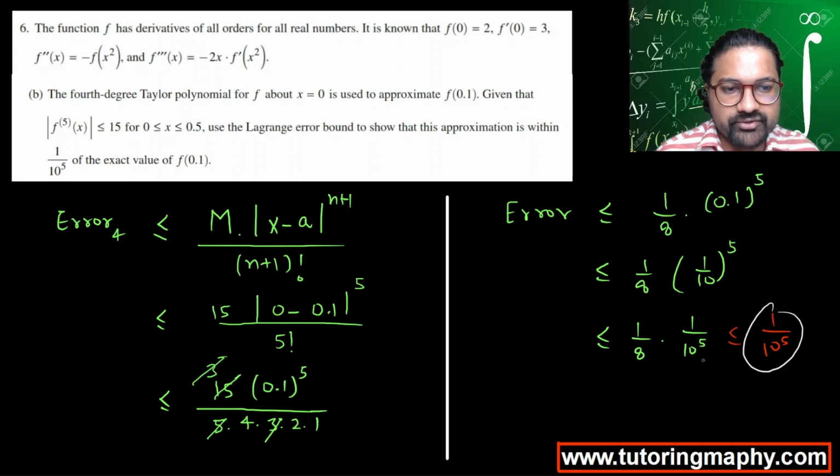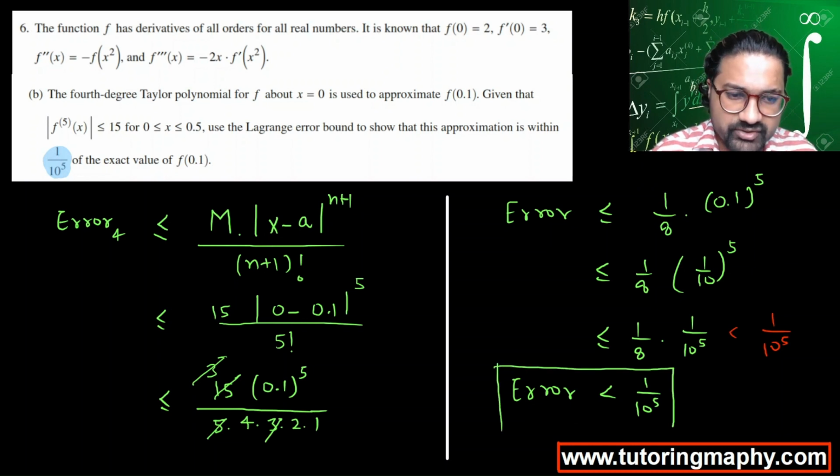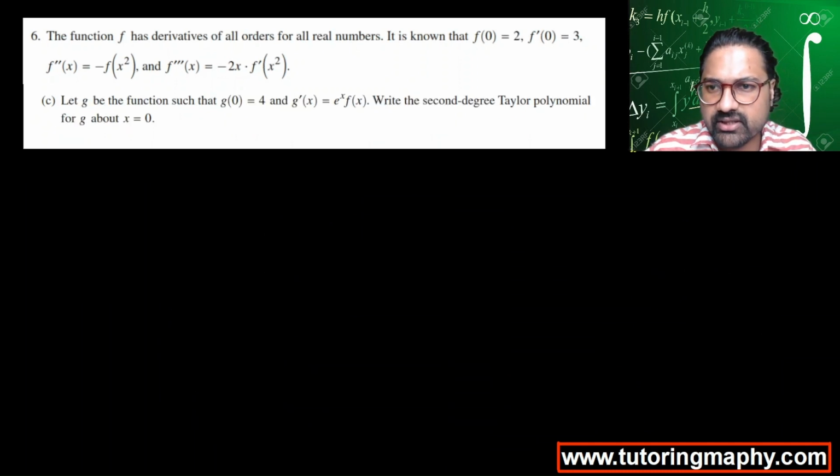So we are writing 10 raised to 5 because that's what they want us to prove, that it is within 1 over 10 raised to 5 of the exact value. So we know that the error is of course less than, in fact we are going to say it's less than 1 over 10 raised to 5, and in this way we actually have proved that the error is less than 1 over 10 raised to 5. So the Lagrange error is important. This is how we prove it. Hope this makes sense.